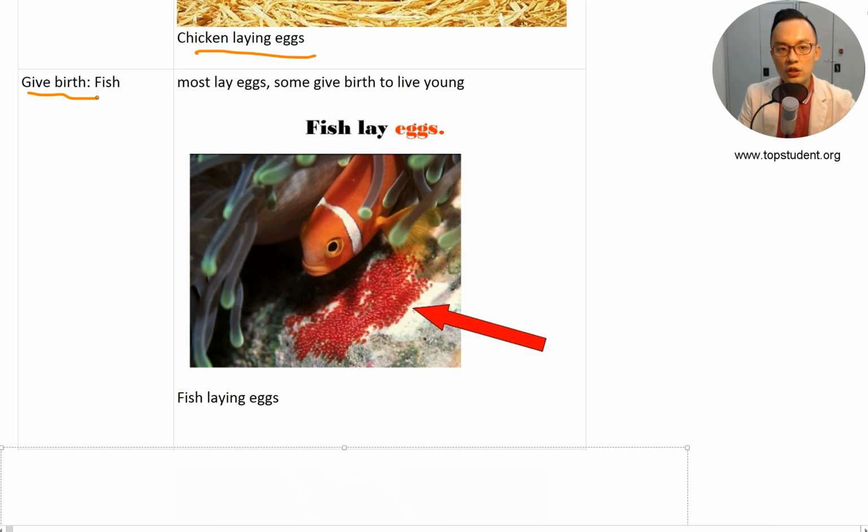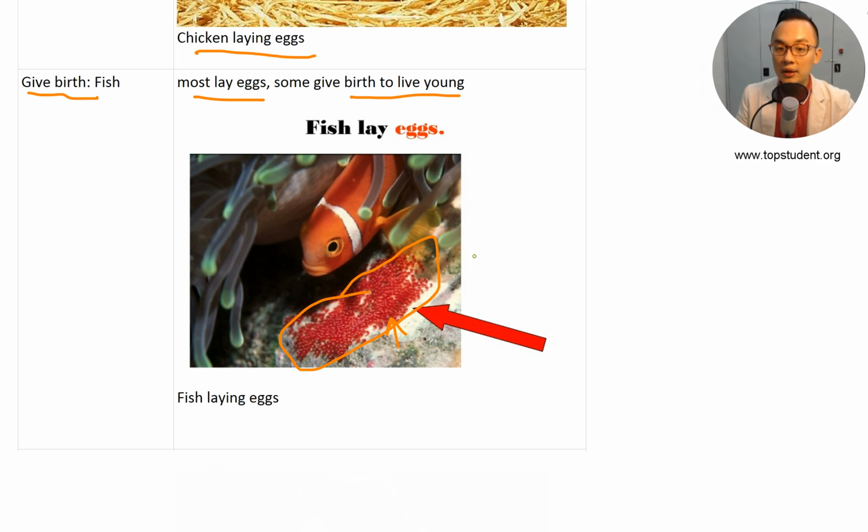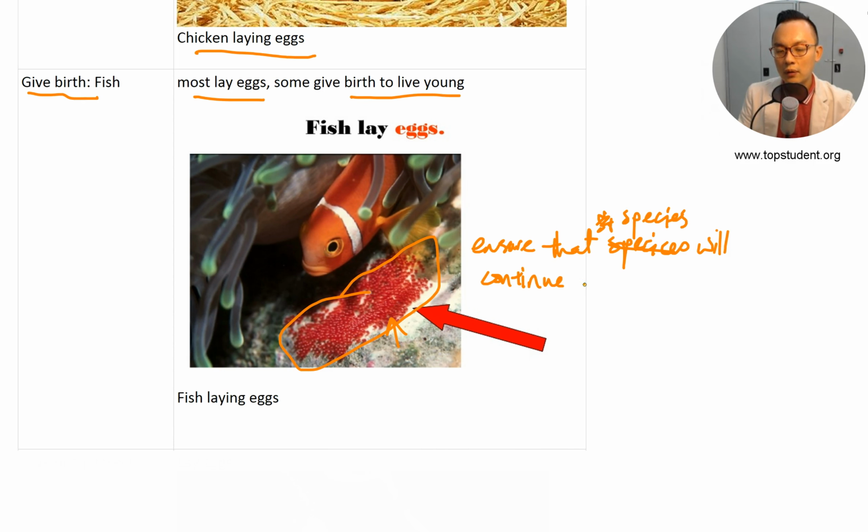So what about fish? Fish give birth. Most of them lay eggs, and some of them give birth to live young. And they always lay a lot of eggs. These are all the eggs. And why do they lay so many eggs? So that they can ensure that their species will continue to survive. Because if, let's say, I eat half the eggs, there's still another half of the eggs that will survive. So that's why they lay so many eggs.